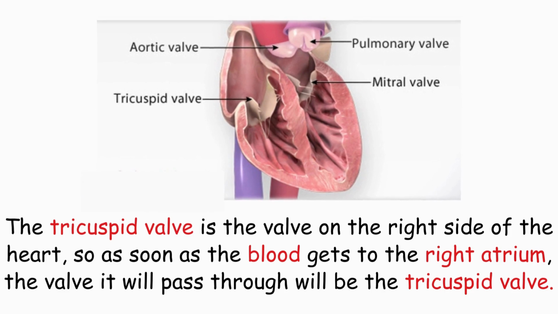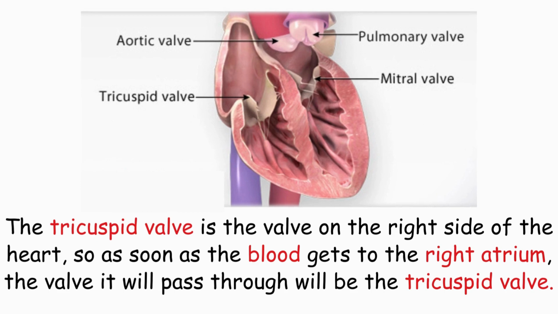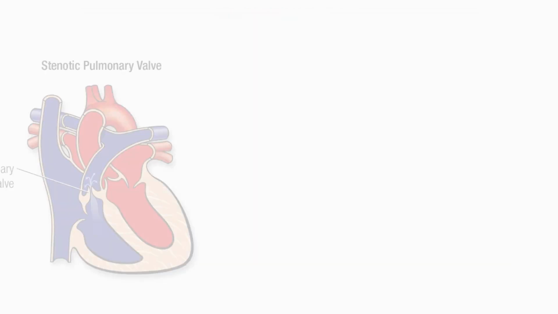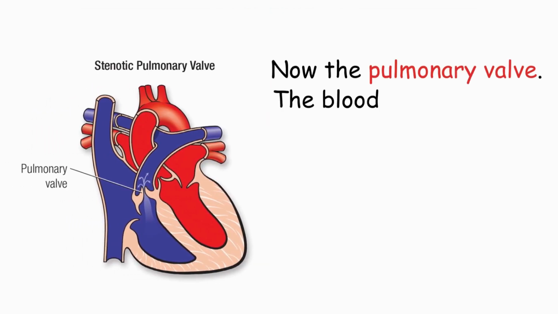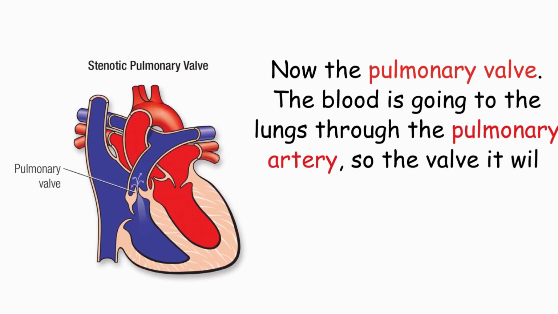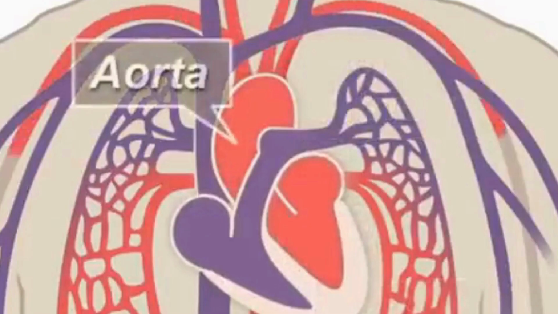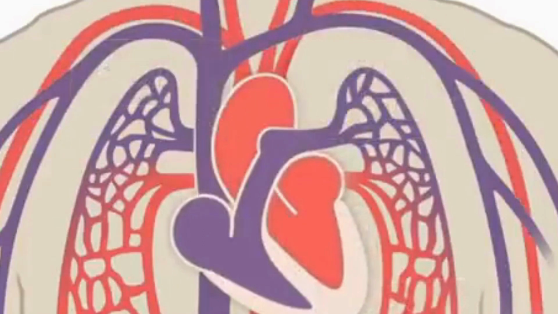And as far as knowing the valves, you actually only have to memorize or know 2 valves, the tricuspid valve and the mitral valve. The tricuspid valve is the valve on the right side of the heart. So as soon as the blood gets to the right atrium, the valve it will pass through will be the tricuspid valve. Now, the pulmonary valve: the blood is going to the lungs through the pulmonary artery, so the valve it will pass will be the pulmonary valve. And the blood going to the aorta will pass the aortic valve.